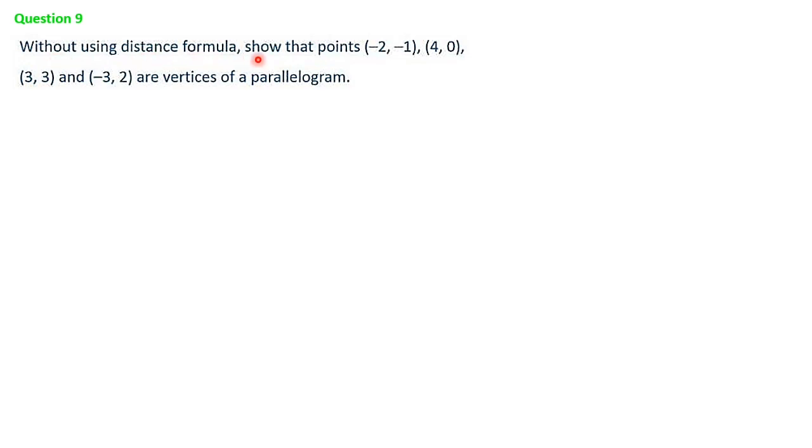Next, we shall discuss question number 9. Without using the distance formula, show that the points (-2, -1), (4, 0), (3, 3), (-3, 2) are vertices of a parallelogram. Here a condition is given: we should not use the distance formula. In class 10, we learned how to use the distance formula to prove that 4 given points form the vertices of a parallelogram. That we know. But here we are asked not to use the distance formula.